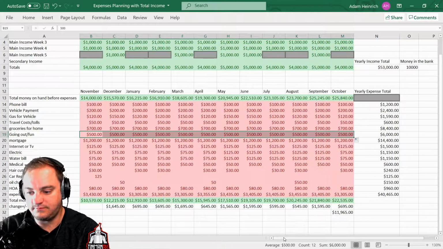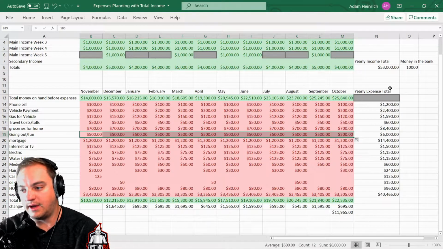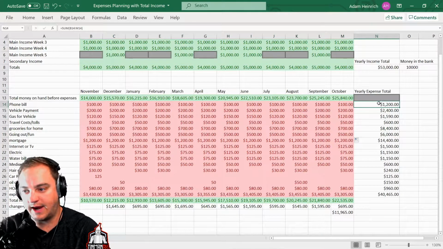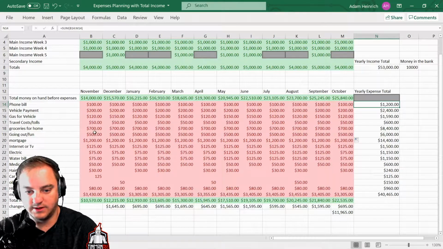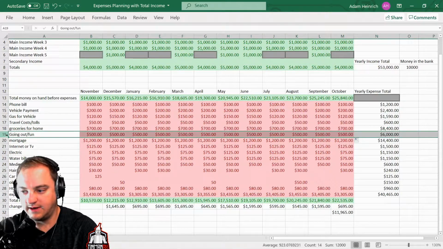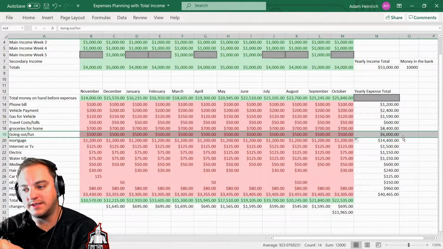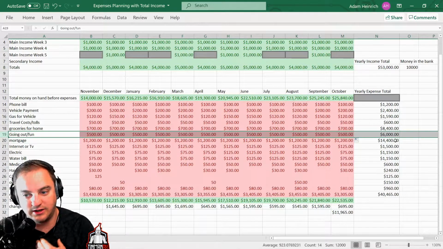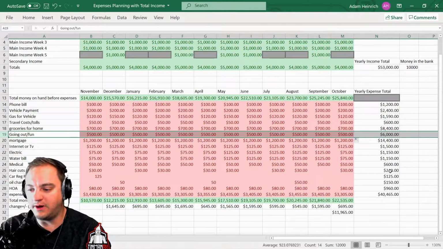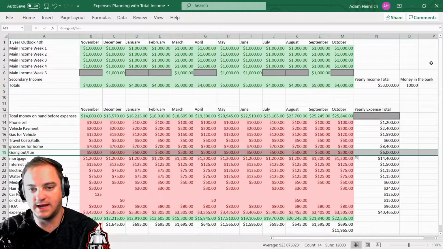That's pretty much it. Now, over on the right, it shows you the yearly total of expense per category. And this kind of opens your eyes to see, like, going out and having fun. Where is it? 19. Now you see the total, and you're like, holy crap, I spend $6,000 a year on going out and having fun. That's a lot of money. Yeah. So the whole point of this is to kind of open up your eyes and help you plan for the next 12 months ahead.